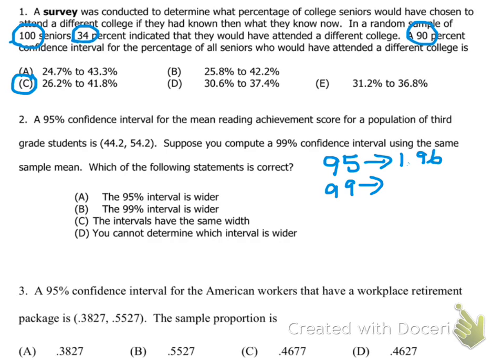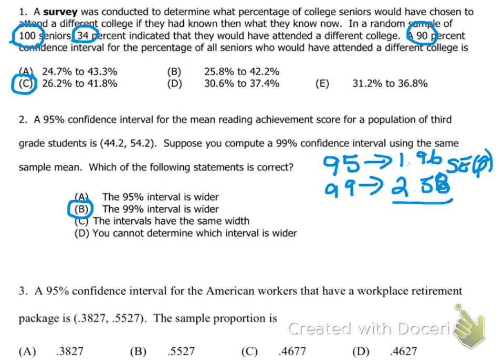All right, so what am I going to do? I'm going to do 1 minus 0.99 divided by 2, and I get 0.005. So I'm going to go to inverse norm, put in 0.005, and I get 2.58. Now the standard error, 58, is the same for both of these, right? So do you see how 2.58 is bigger? So therefore that means my margin of error is going to be bigger, and therefore my confidence interval is going to be wider. So the answer is B.